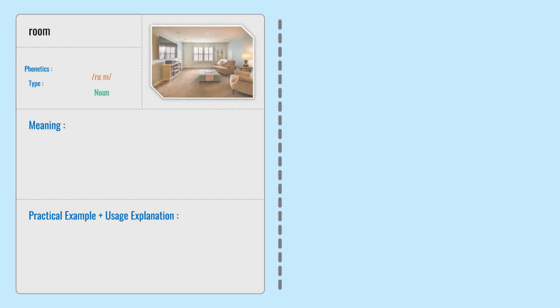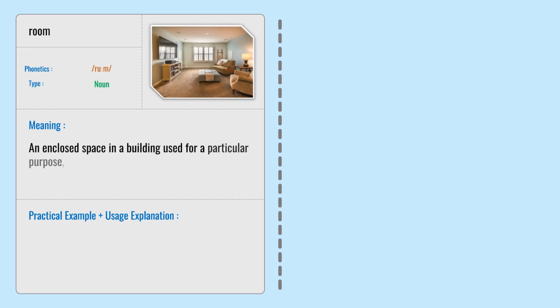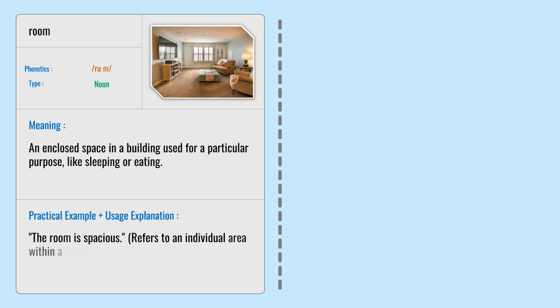Room. An enclosed space in a building used for a particular purpose, like sleeping or eating. The room is spacious. Refers to an individual area within a house, designed for specific functions.